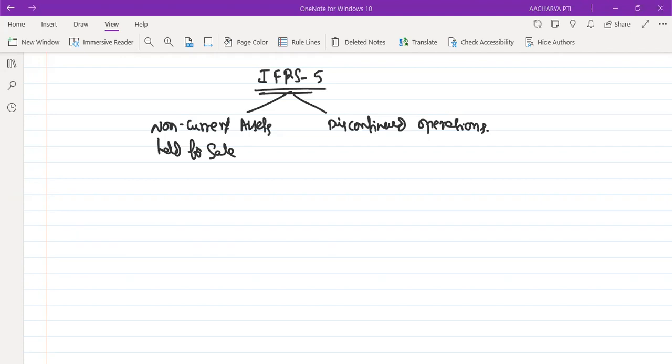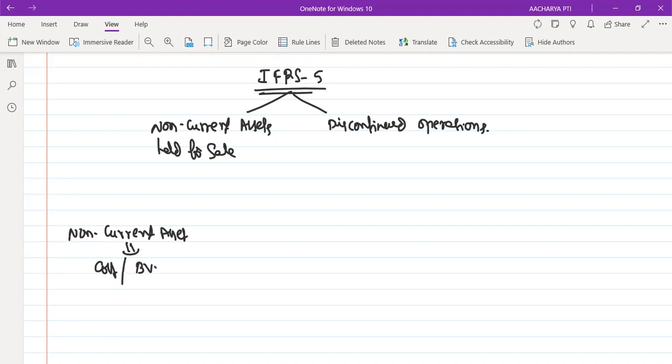Generally, an entity shall classify a non-current asset as held for sale only if its carrying amount will be recovered principally through a sale transaction rather than continuing use. So what does that mean? For example, if a non-current asset is there, at what price is it generally recorded? At cost price, and subsequently it is recorded at book value.